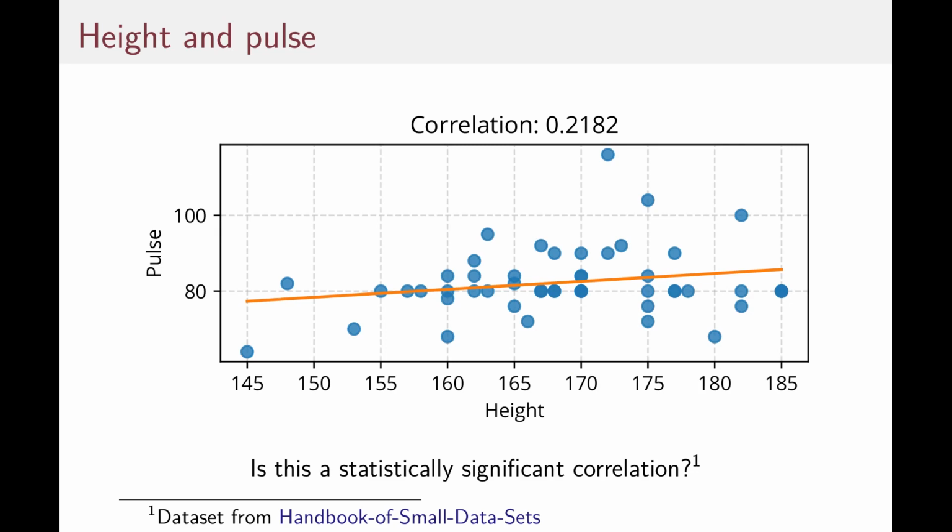Here is a dataset with heights and pulses. It's the same dataset that we saw before, but this time it's not just heights, it's also the pulse of people. And here's the source of the dataset. It's from the Handbook of Small Datasets, that's on GitHub.